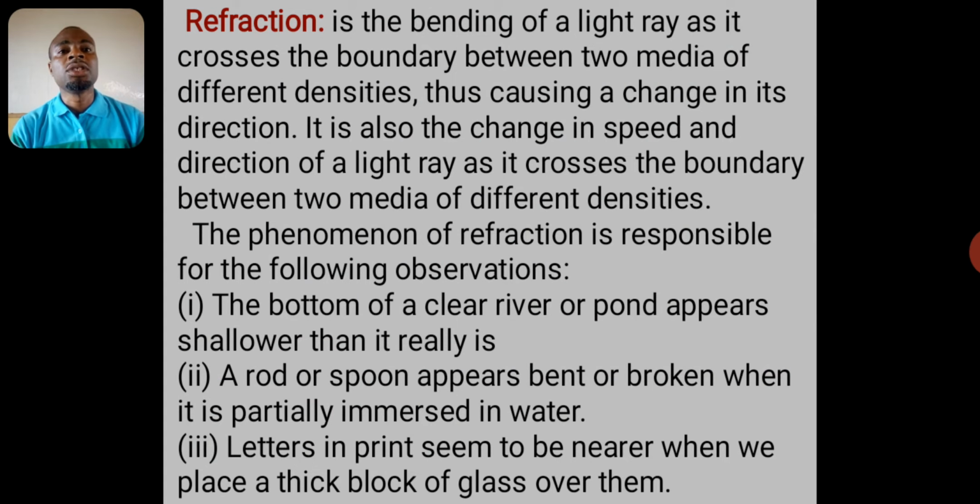Refraction could simply be defined as the bending of a light ray as it crosses the boundary between two media of different density, thus causing a change in its direction. We can also define refraction as the change in the speed and direction of a light ray as it crosses the boundary between two media of different densities.